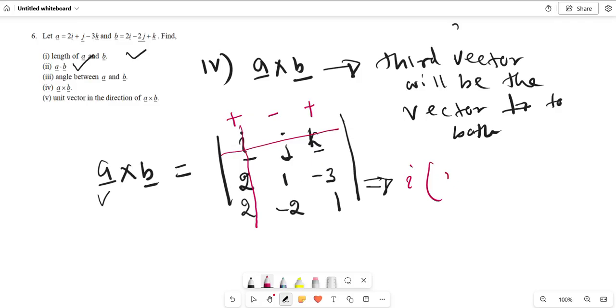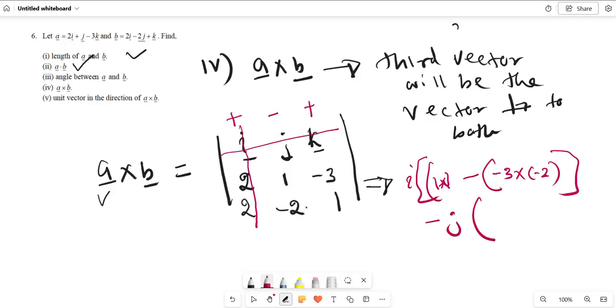1 into 1 is 1, minus, put a minus and the next one, minus 3 into minus 2. So 1 into 1 minus minus 3 into minus 2, that is the i value. Now, since this sign is negative, you put minus j and put a bracket.